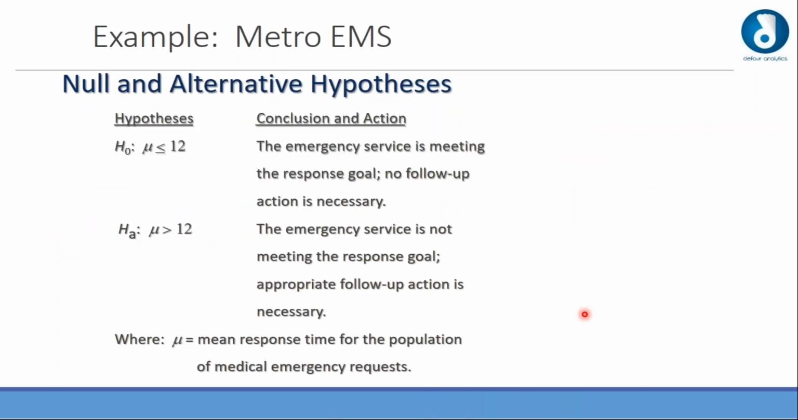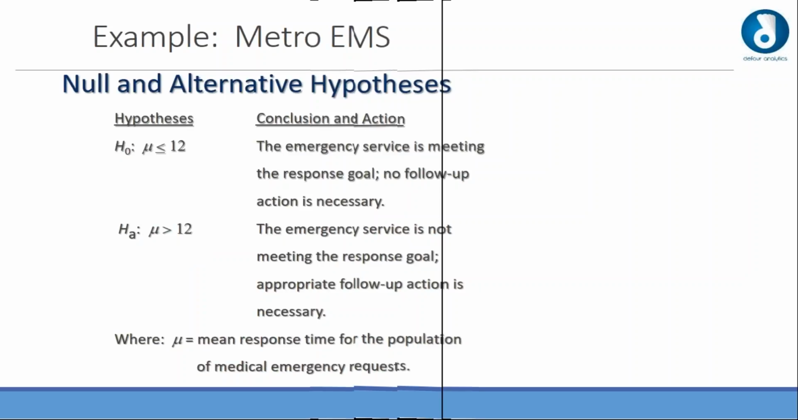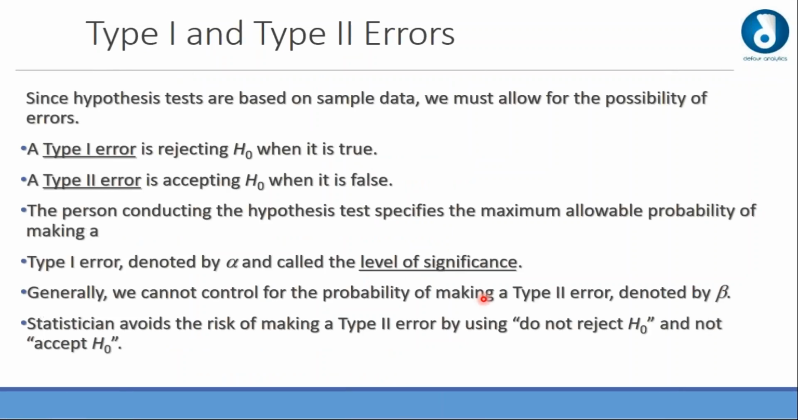So let us formulate this hypothesis. In this case, let us assume my null hypothesis would be that this hospital is sending ambulances within 12 minutes, and the alternate hypothesis would be that ambulances are not going on time, so emergency services are not meeting the goal. So we have developed the hypotheses. Now we need to validate those hypotheses. Now let's see how to validate.